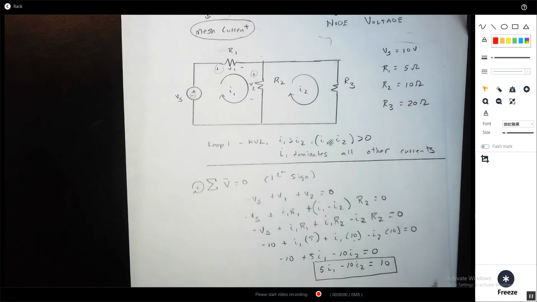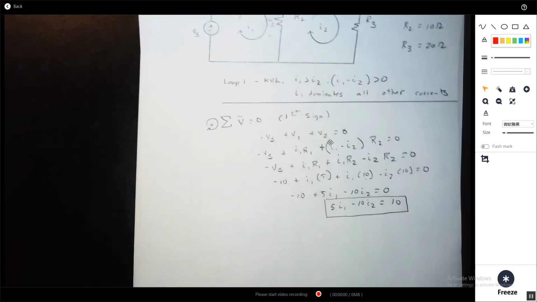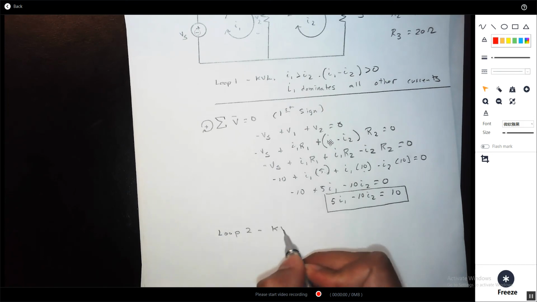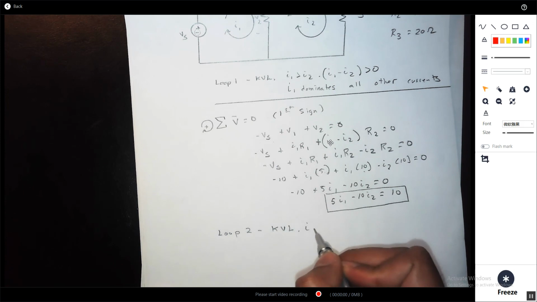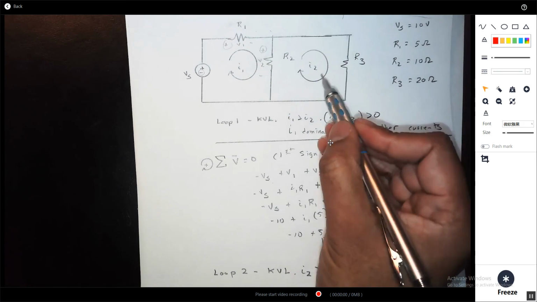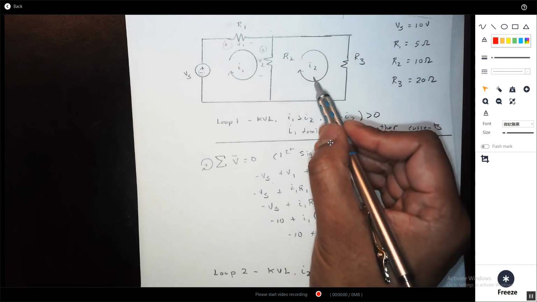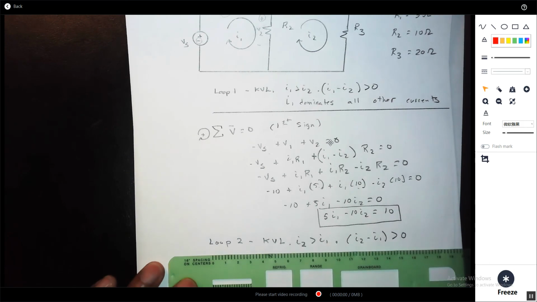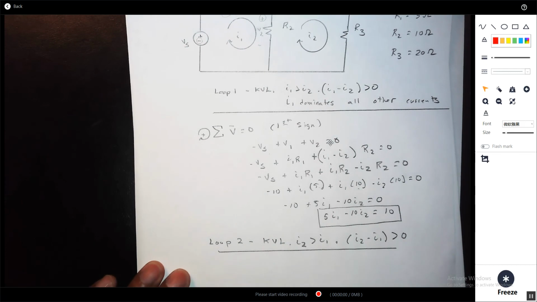Now you have to derive equation 2 for loop 2. Loop 2, KVL. I2 now dominates I1. Why? Because in loop 2, which is here, this is going to dominate any other current. So I2 is greater than I1 means that I2 minus I1 is greater than 0. This is dominating now. So you simply write the equation as that corresponds to the circuit.